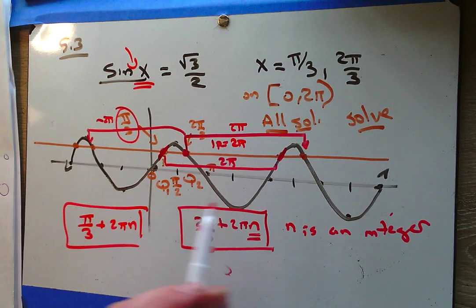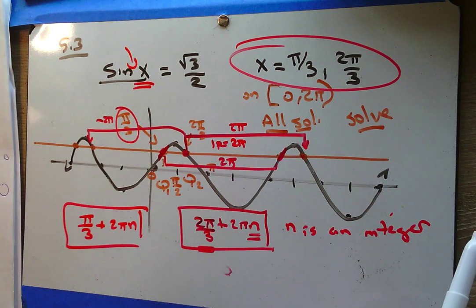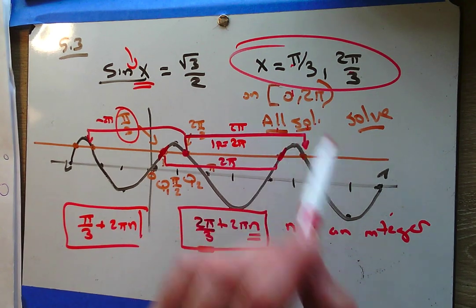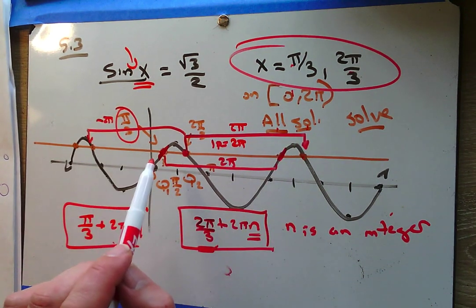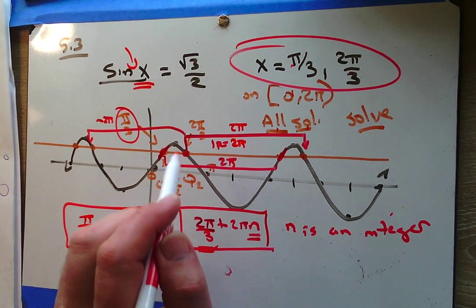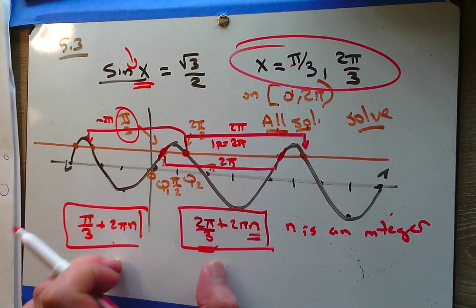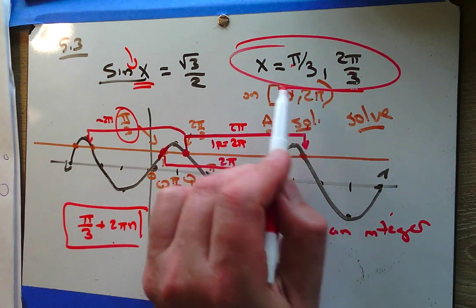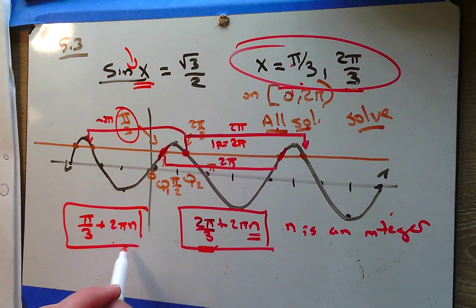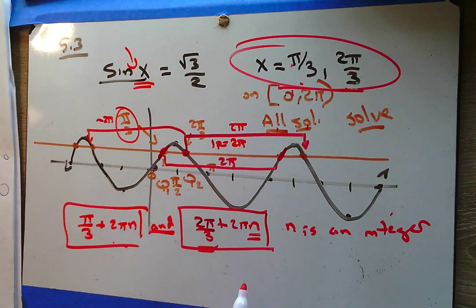Now, if I ask for all solutions and you only give me 0 to 2 pi solutions, the problem is wrong. If I ask for 0 to 2 pi solutions, but you give me all solutions, the answer is wrong. So you really, really, really have to pay attention to what the question is asking in order to figure out which of these solution types you're doing. Are you doing the specific solutions on 0 to 2 pi, or are you doing all solutions? These both are the all solutions answers.